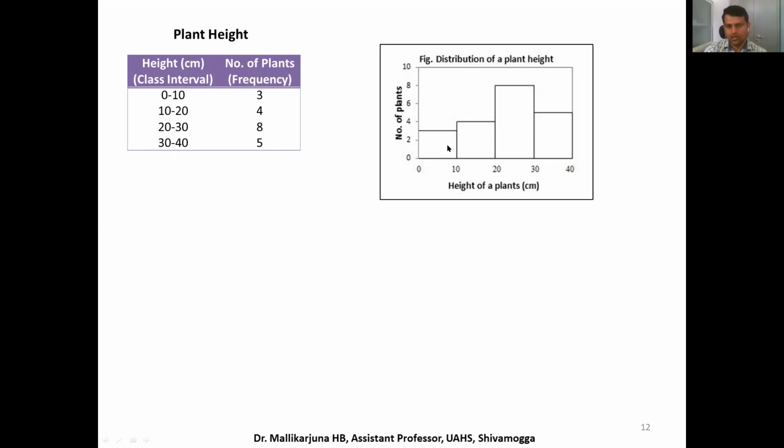This distribution can be represented through this type of graph. So here 0 to 10, 10 to 20, 20 to 30, 30 to 40. So these are frequencies. I have taken here frequency. For the first class interval, frequency is 3. Second class interval, frequency is 4. Third class interval, 20 to 30, frequency is 8. 30 to 40, frequency is 5. We can observe, this type of graph is known as histogram.